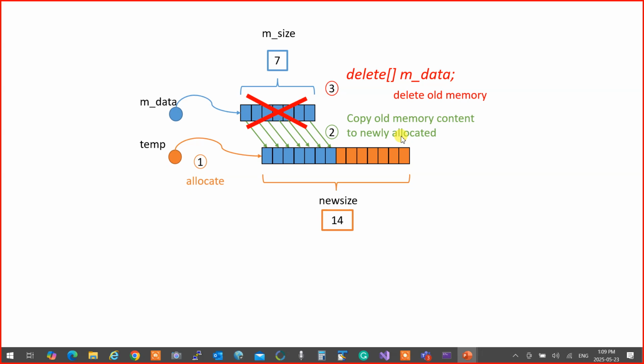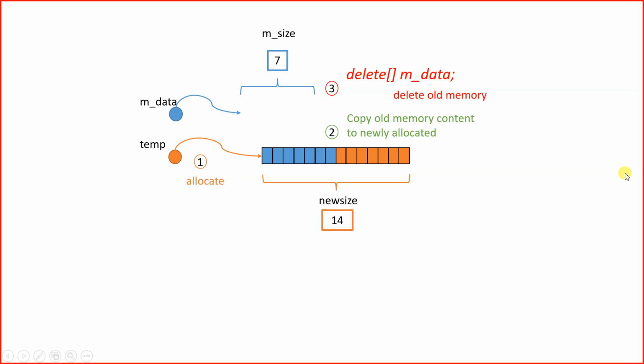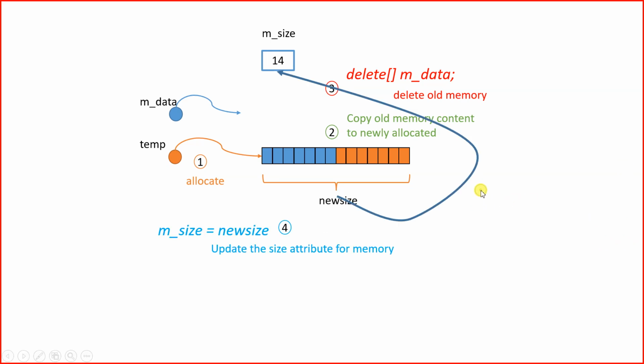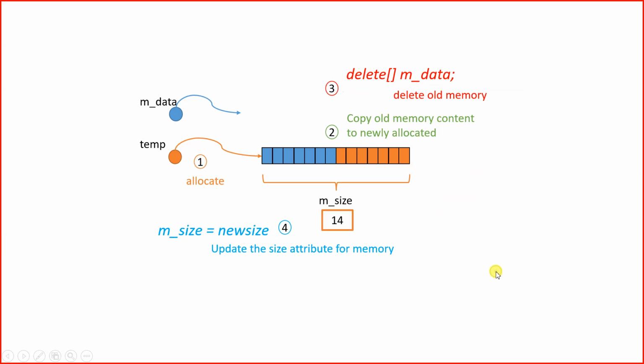And when the mdata is deleted, it's not pointing to anywhere. But what is pointing to the new data? Temp, right? All you need to do is to take the address from the temp, put it in mdata. And obviously, you have to update that to 14, because it's not 7 anymore. So first, we're going to make sure that the size is updated. Then we're going to copy the data, copy the pointer from the old one to the new one.